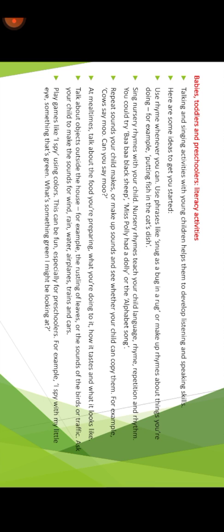And talk about objects outside the house. So for example, the rustling of leaves. So when we say rustling of leaves, it is like the waving of the leaves, like it is making a rustling sound. And or the sounds of the birds or traffic. Babies are really very young, no? When we say toddlers, that is about 1 to 3 years old, I think. But babies are like under 9 months.